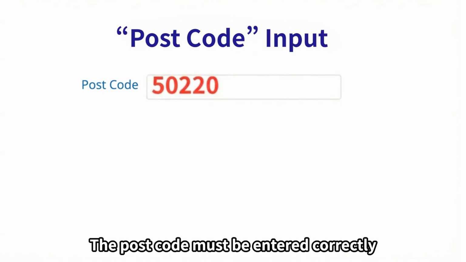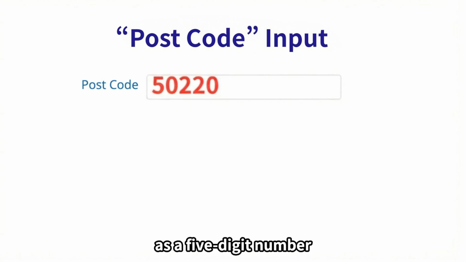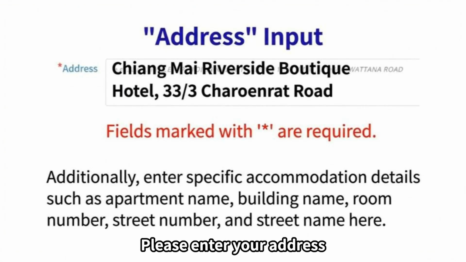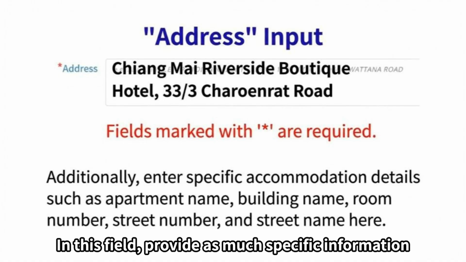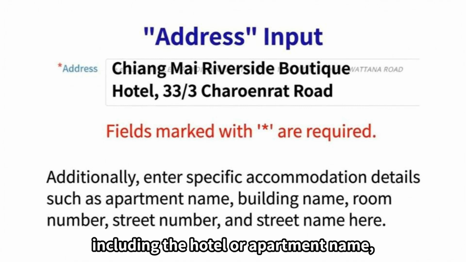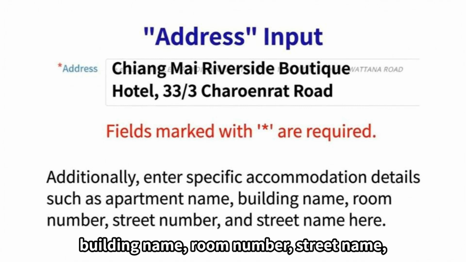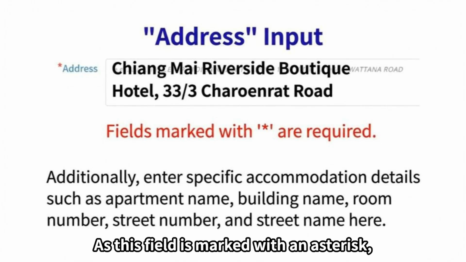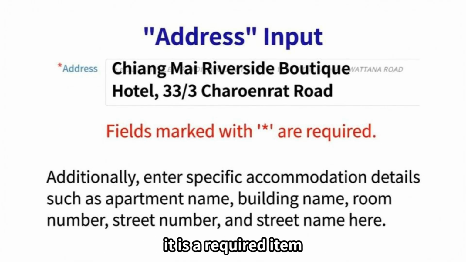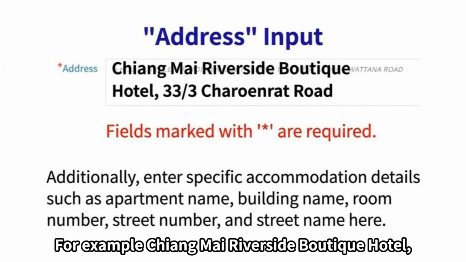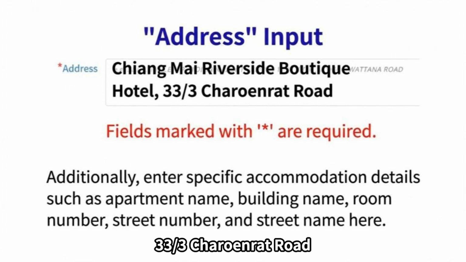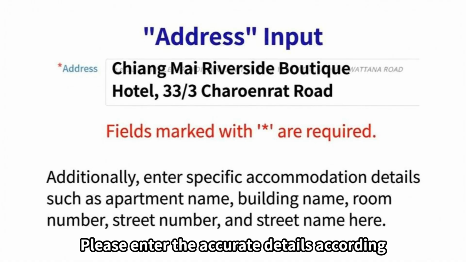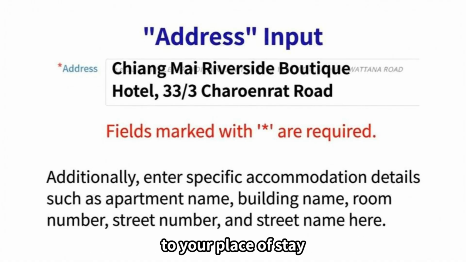The postcode must be entered correctly as a 5-digit number. Please enter your address. In this field, provide as much specific information as possible, including the hotel or apartment name, building name, room number, street name, and house number. As this field is marked with an asterisk, it is a required item. For example, Chiang Mai Riverside Boutique Hotel, 33/3 Chota Rat Road. Please enter the accurate details according to your place of stay.